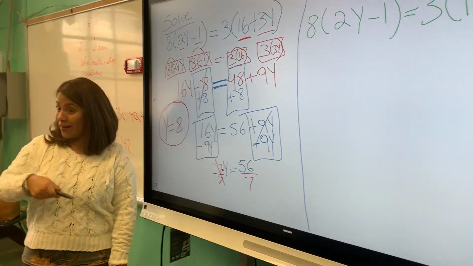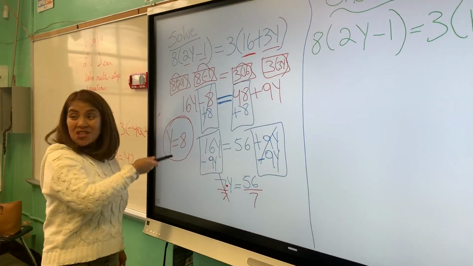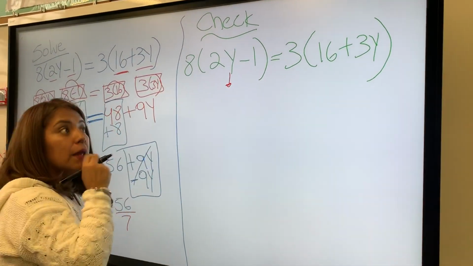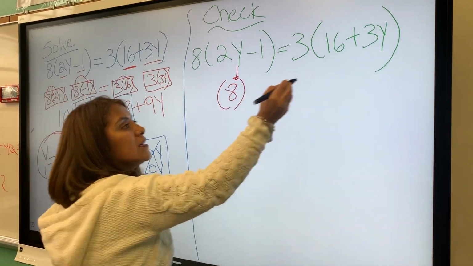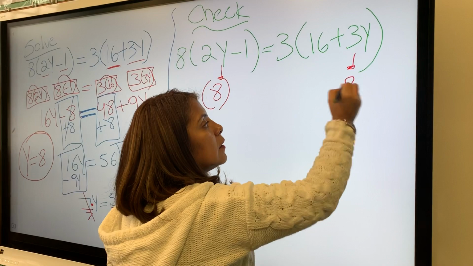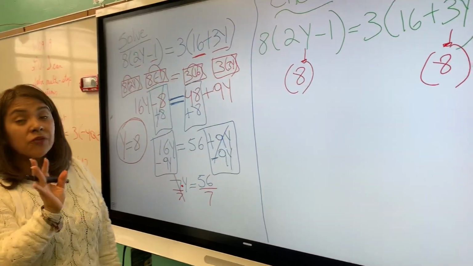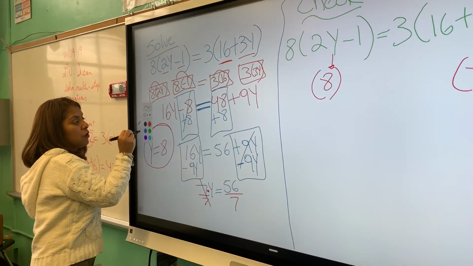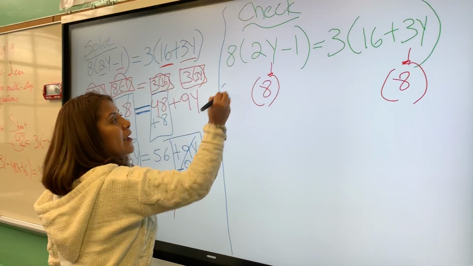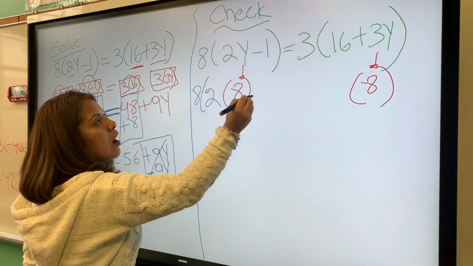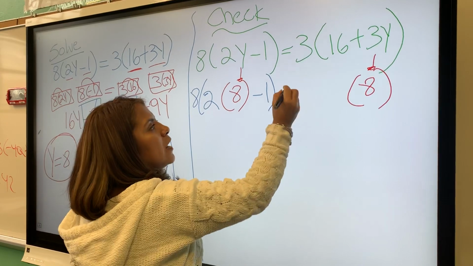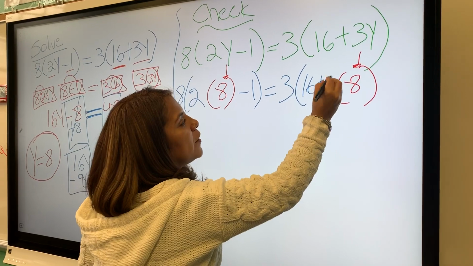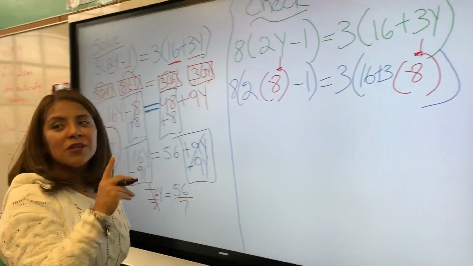Now we're going to check. What I'm going to do is that while I'm checking, the y is going to be 8. This is becoming 8, and what is this becoming? 8. Is that right? So I'm just substituting right now my y's. That's all I'm doing. And all my other numbers, I'm just bringing them down. I have 2, I have -1, I have equals, I have 3, I have 16, I have plus, I have 3. That's all I'm doing. I'm just substituting my y's.